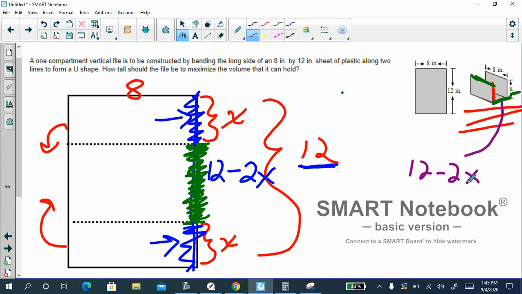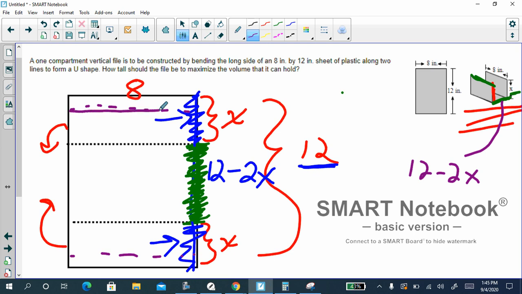Depending on where we put that fold, if we put that fold really close to the end, let's say right here and right here, then it would not be very tall, but it would be very thick.